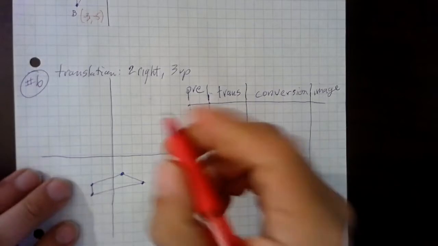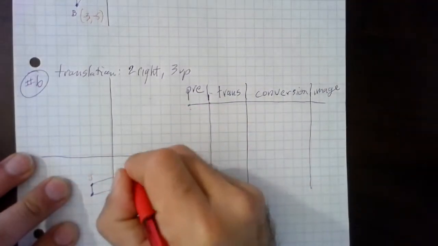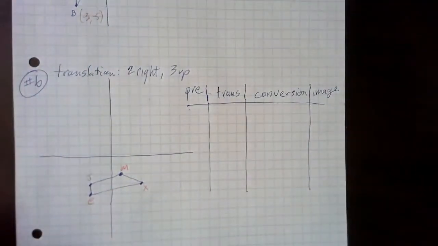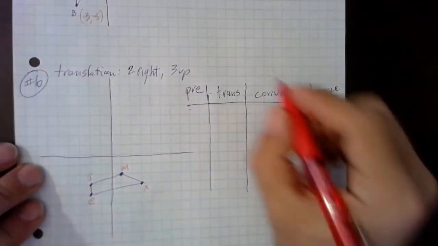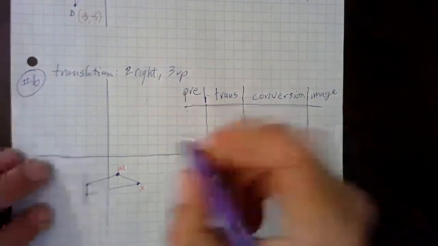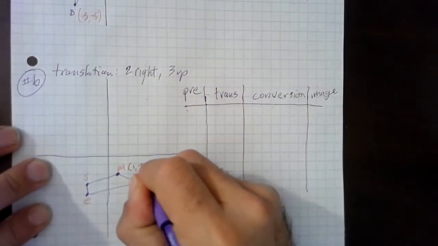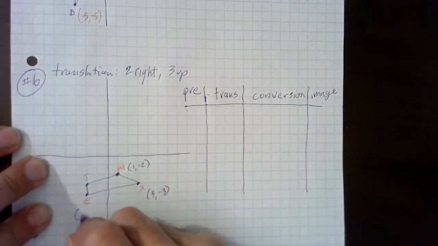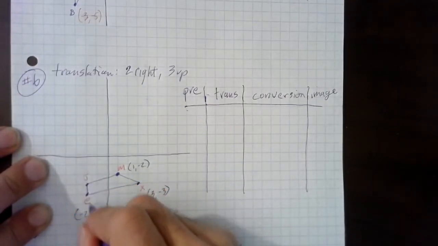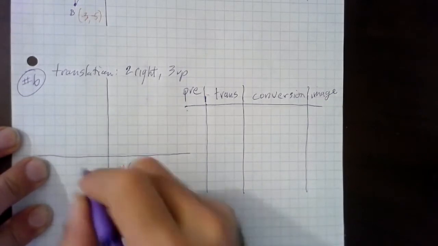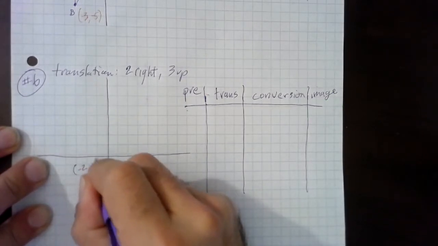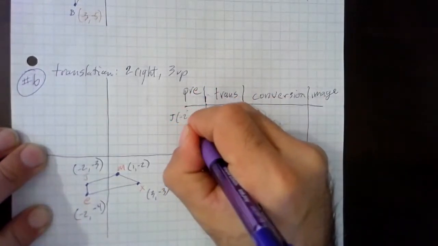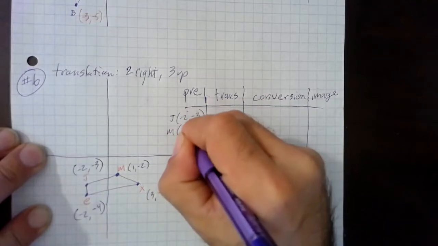All right, so this is J. This is M. This is X. This is E. That's all I needed. Okay, so let's go ahead and write what those points are. Let's see. M is 1, -2. X is 3, -3. E is -2, -4. And J is -2, -3. Okay, so now we have the points. Let's go ahead and write those in here. J, -2, -3. M, 1, -2.